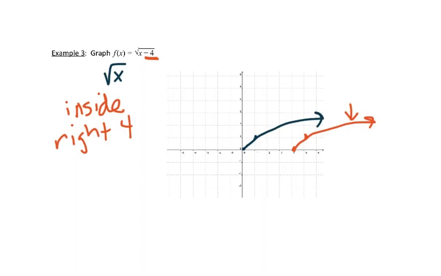So the idea here is to be able to tell from the equation quickly how we move it, and then draw a sketch of the graph in the right shape in the right place.